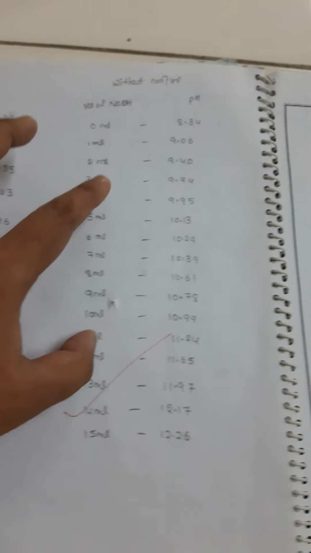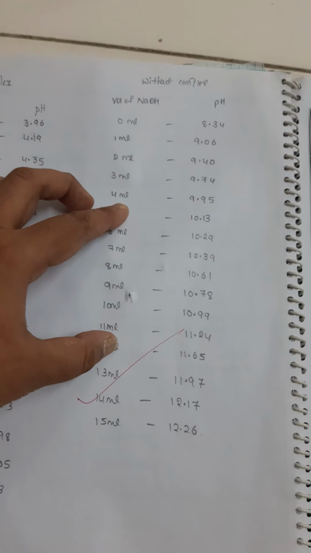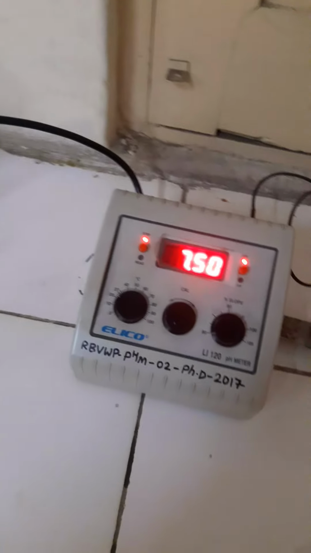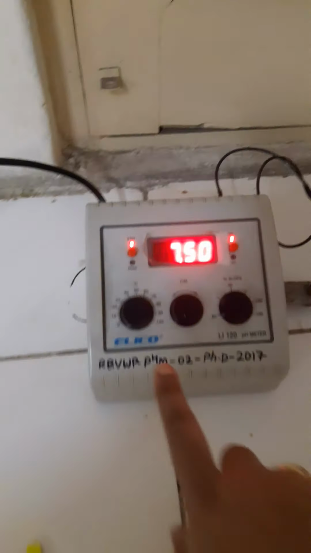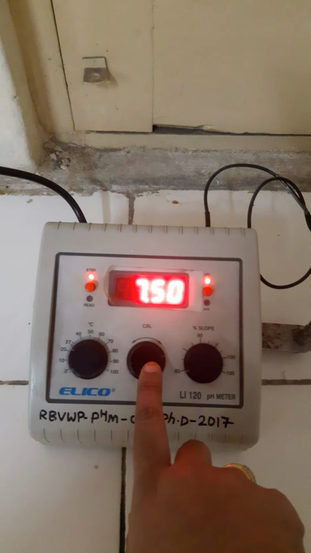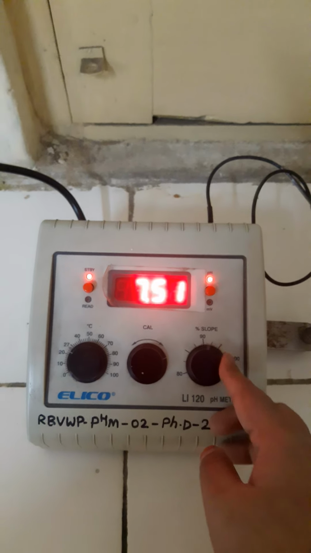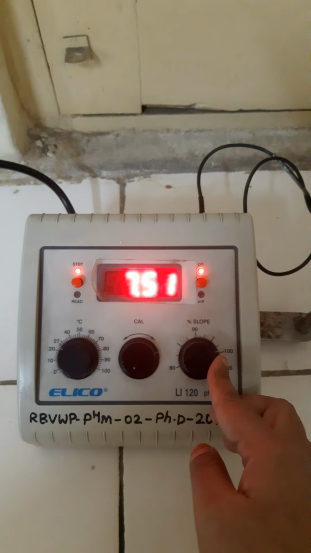Now similarly, first one is only glycine solution, next one is glycine with cupric chloride solution. Now you take the 75 grams of the glycine. As you know, there is the pH meter, this is the temperature knob, and we have to adjust the knob, and the slope should always be at 100, right. First we have to standardize with the standard buffers. This is the acid buffer, pH of 4, and this is the basic buffer, pH of 9.8.